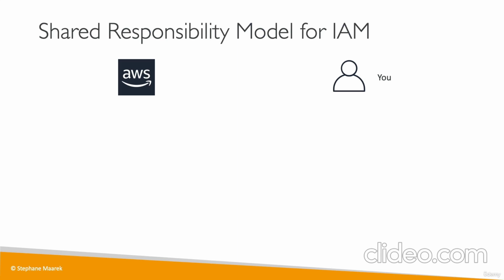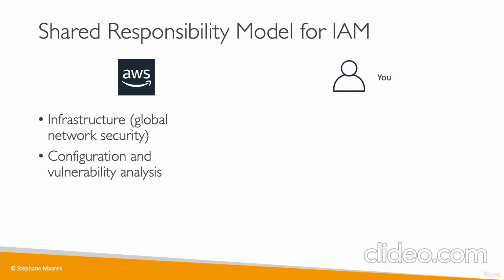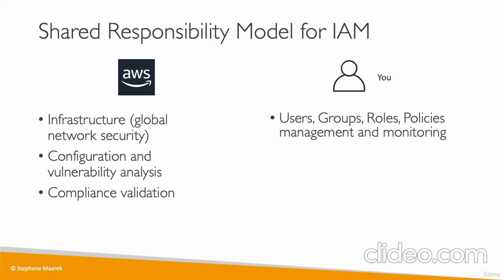So AWS is responsible for everything that they do, for example, their infrastructure and their global network security, the configuration and vulnerability analysis of the services they offer, and any sign of compliance that they are responsible for. But regarding IAM, you are responsible for a lot of things that AWS will not do for you. You are responsible for creating your own users, your groups, your roles, your policies, the management of these policies, and the monitoring of that. You are responsible for enabling MFA on all accounts and enforcing this, not AWS.